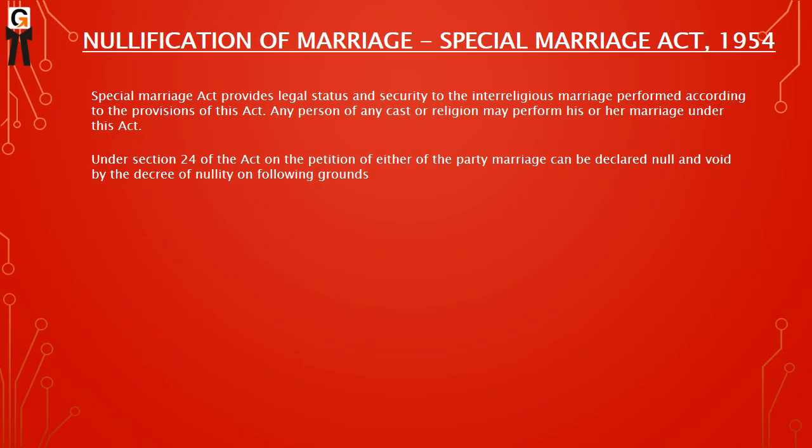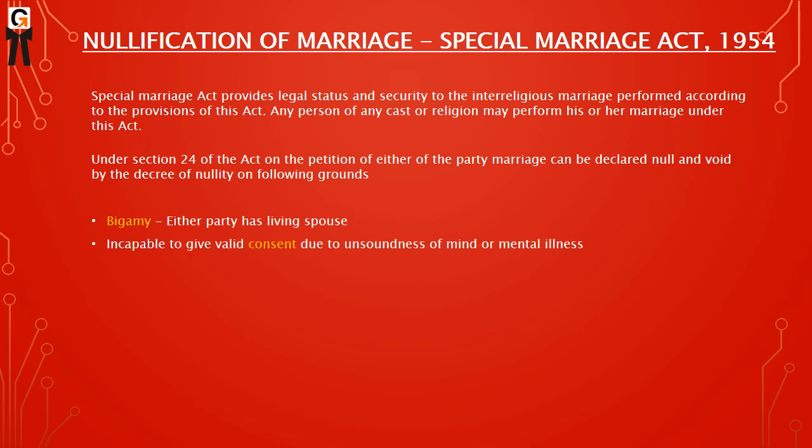The Special Marriage Act provides legal status and security to inter-religious marriages performed according to the provisions of this act. Any person of any caste or religion may perform his or her marriage under the Special Marriage Act. Under Section 24 of the Special Marriage Act, on the petition of either of the parties, a marriage can be declared null and void by a decree of nullity on the following available grounds.